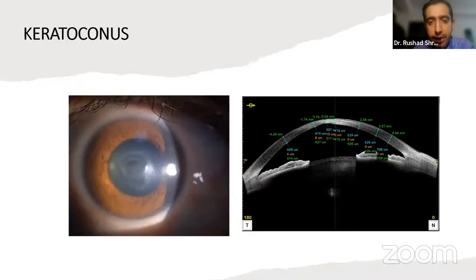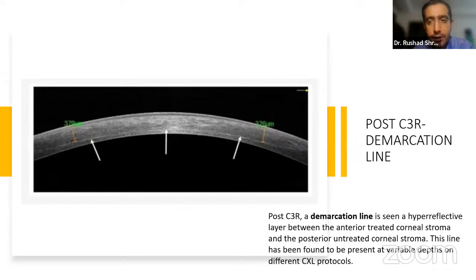The other place where ASOCT is important is the post-C3R demarcation line. You can see this line at the deeper levels of the stroma. C3R is collagen cross-linking. It's done with riboflavin eye drops. You remove the corneal epithelium and you use ultraviolet light to create links in the cornea. You're cross-linking it to stiffen the cornea because in keratoconus, the cornea is very elastic. It tends to bulge forward more.